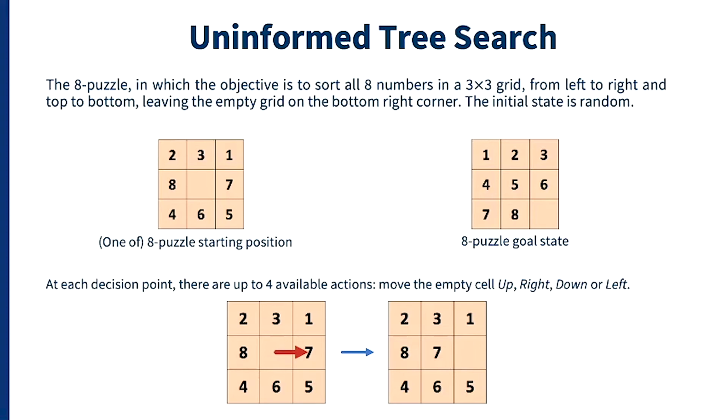To show how some of these algorithms work, we are going to use now the 8 puzzle. This is a single-player game where the objective is to sort a series of numbers from 1 to 8 in a 3x3 board. One cell is empty, which should be left on the bottom right corner. Each action consists of shifting the empty cell either up, right, down, or left, and the puzzle might start in any random position. In the example shown here, the empty cell in the middle is shifted to the right, moving the tile with the 7 to the center of the board.